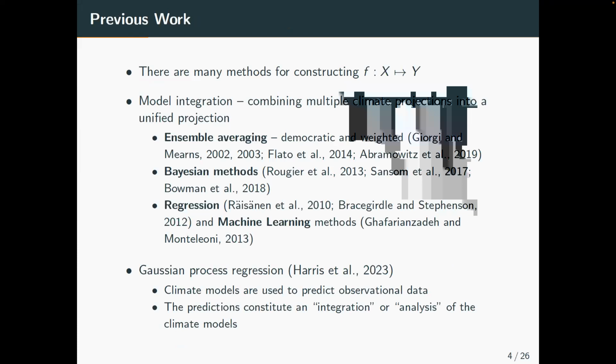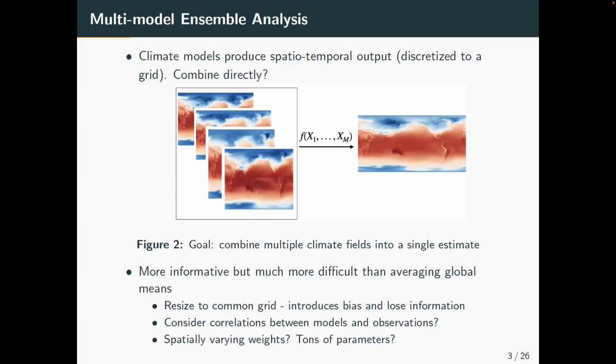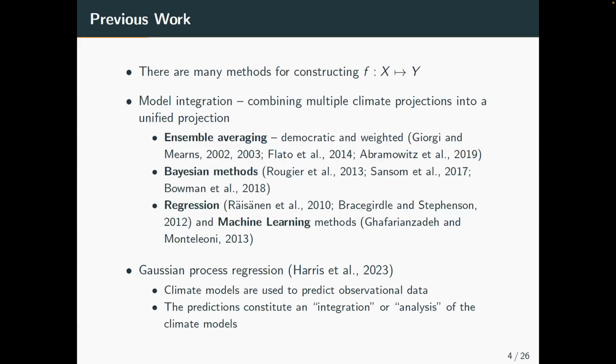So in addition to this sort of averaging approach, there have been a lot of different methods for trying to construct this function f. Just as a reminder, f was the hypothetical map taking our ensemble of fields and turning it into one field that hopefully matches the data. And there's been a lot of methods for doing this. One is the ensemble averaging approaches that I just told you. So the democratic approach where everyone gets equal weight is the preferred because it's very easy to do.